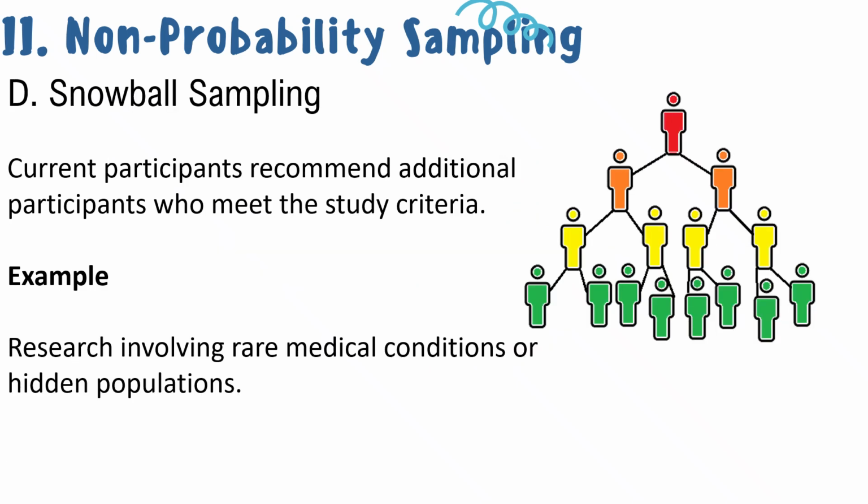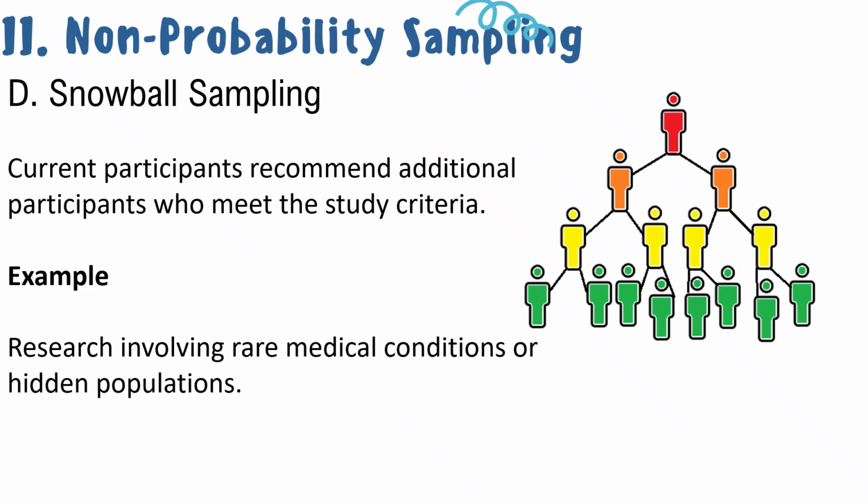Final technique is snowball sampling. So this one works differently. Current participants recommend or refer additional participants who meet the study criteria. Okay, so suppose you have one participant who qualifies for your study. You interview that participant and then you ask, do you know someone else who also meets the criteria and might be willing to participate? So that participant refers another person. So that person may refer another.